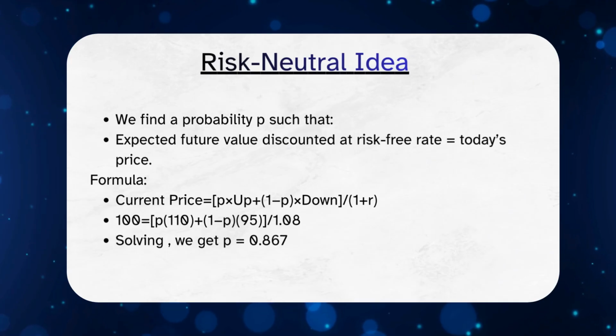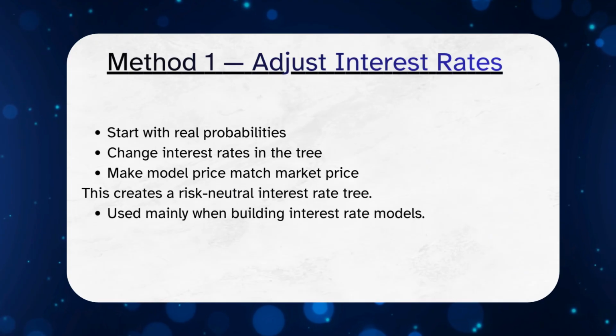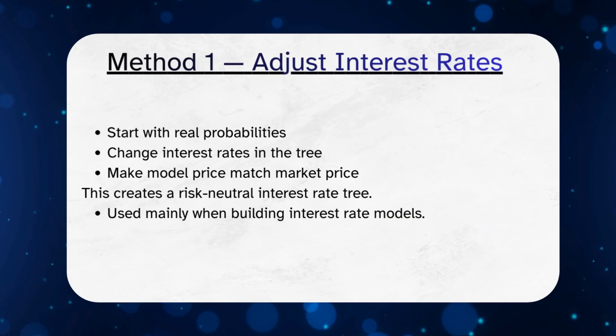There are two main ways to build this model. The first method is to adjust the interest rates in the tree while keeping real probabilities. We change the rates until the model price matches the market price. This creates a risk-neutral interest rate tree.